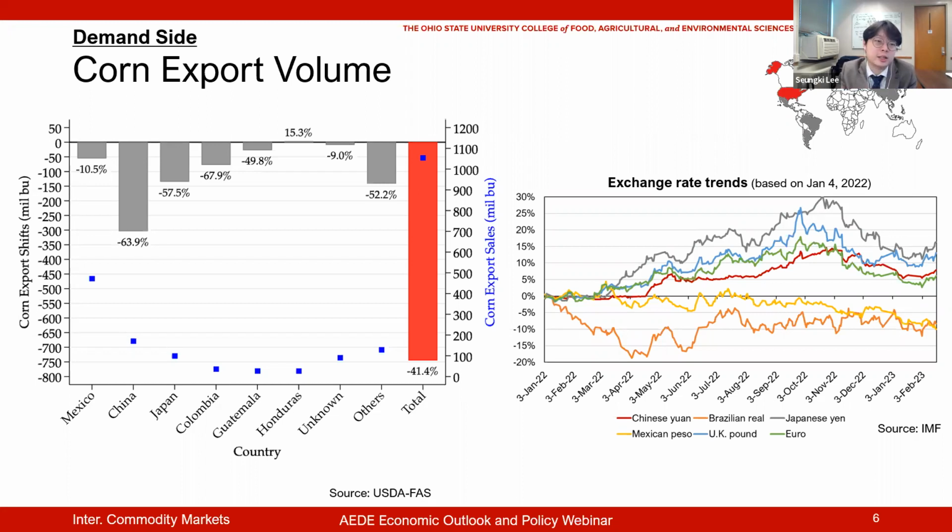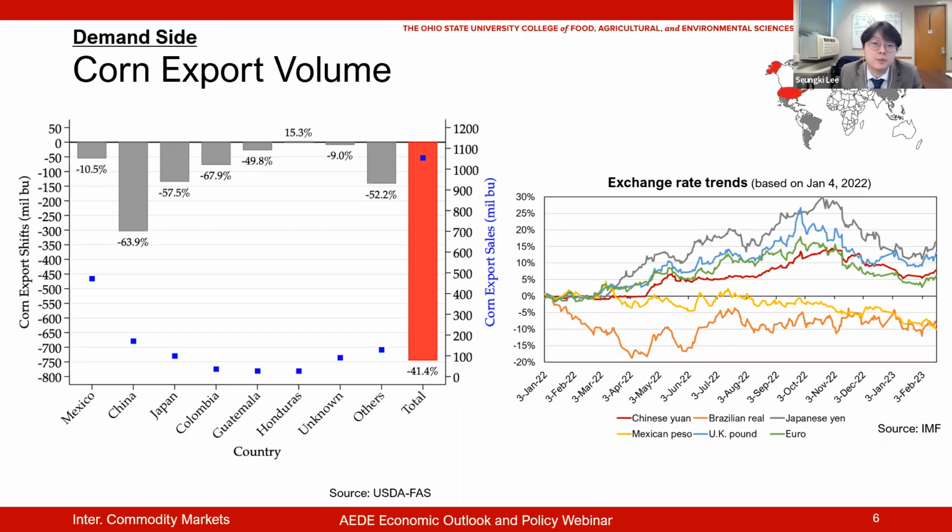The left y-axis is indicating the corn export shifts. This is basically showing the comparison between the current export progress and the early February 2022 export progress, so a year-to-year comparison, and it corresponds to the bar graphs. The gray bars or red bars correspond to the left y-axis, and the blue dots correspond to the right y-axis, which is the total corn export sales up to date. Obviously, most countries are showing lower exports or lower purchases from the U.S.